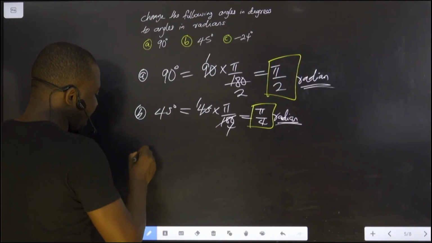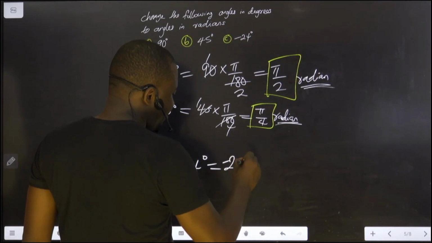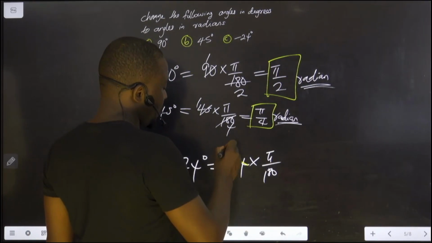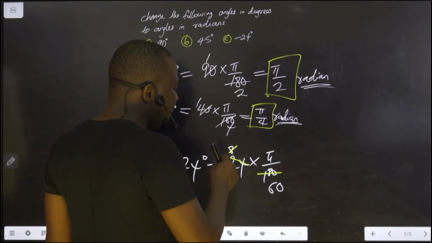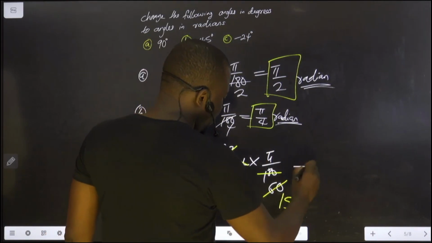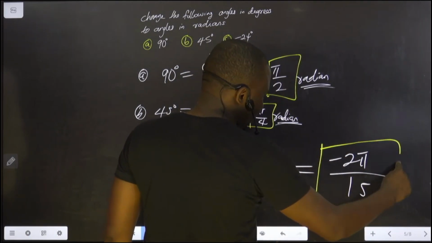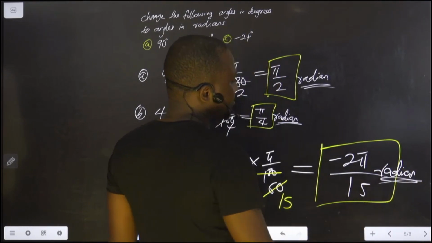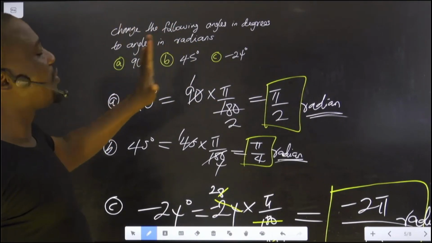Okay? So see now, minus 24 degrees equals to minus 24 multiplied by pi over 180. If you divide this one by 3, you're going to have 8 here. Here, you're going to have 60. Here by 4, you're going to have 2. Here by 4, you're going to have 15. Which is equals to minus 2 pi over 15 in radian. Okay? In radian. This is the conversion from degree to radian.